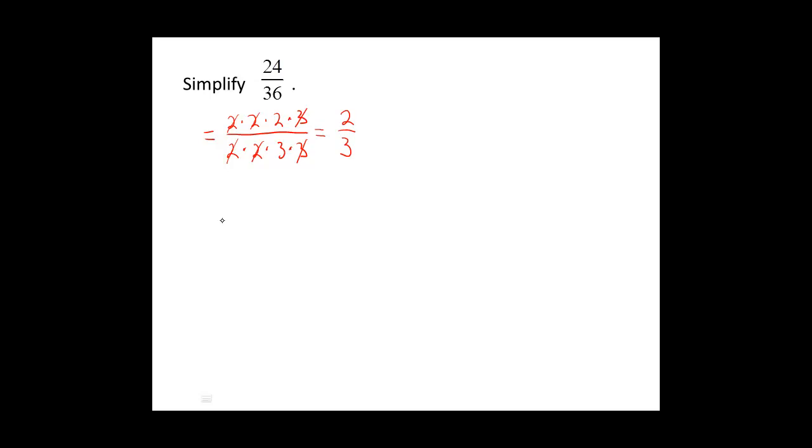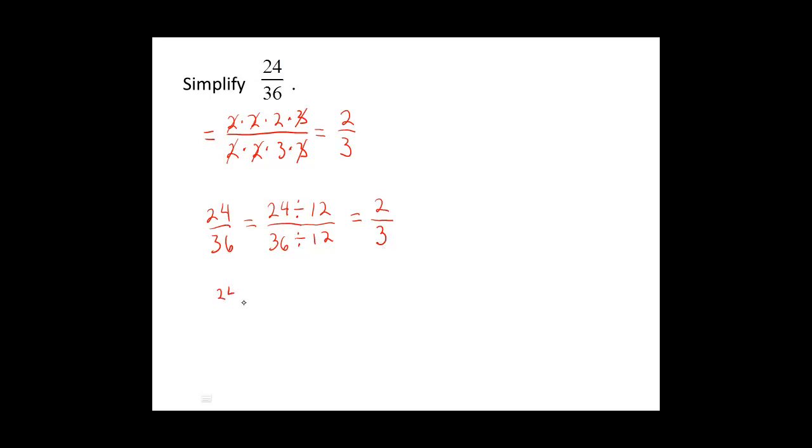Another way we could have simplified 24 divided by 36 is to divide the numerator and denominator by the same number. We can see that 24 and 36 have a greatest common factor of 12. We learned that from a previous problem, so we could divide the numerator and the denominator by the greatest common factor, which is 12. 24 divided by 12 is equal to 2, and 36 divided by 12 is equal to 3. Notice we get the same answer.